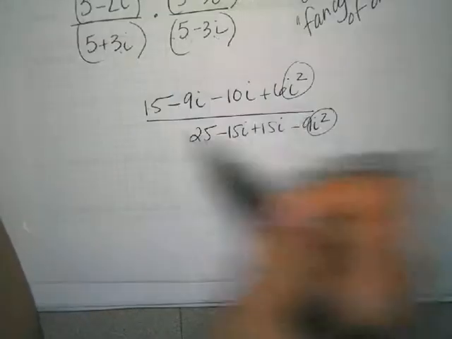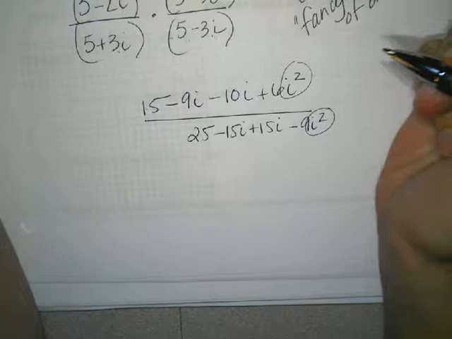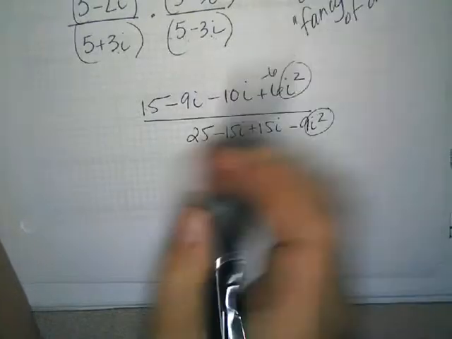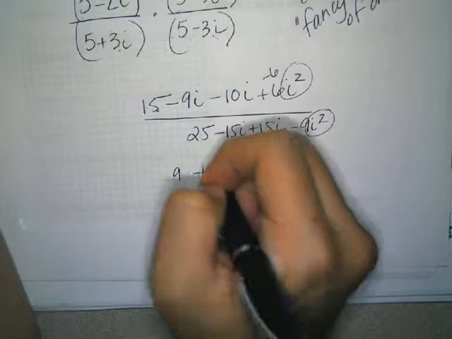Now we're going to simplify. On the top I've got some values I can take care of. If you want, you can say, all right, I recognize that that i squared is there. That's going to change to a negative 1, which is going to make that a negative 6. So when I add, I'm going to take 15 and add negative 6 to get 9. And then here are like terms, negative 19i.